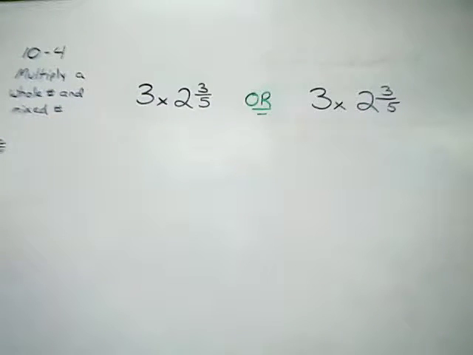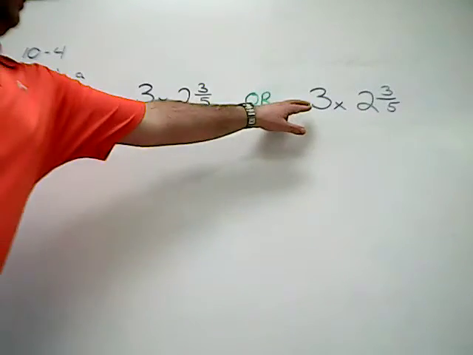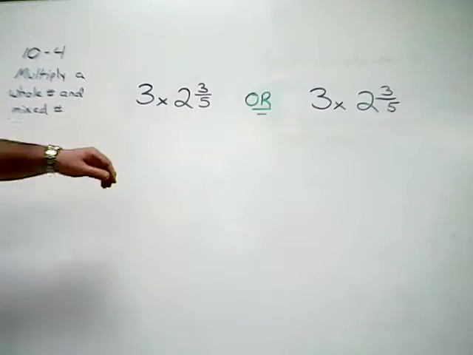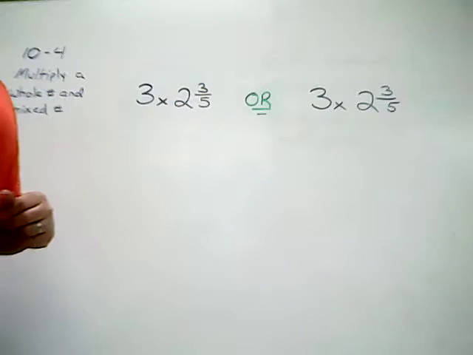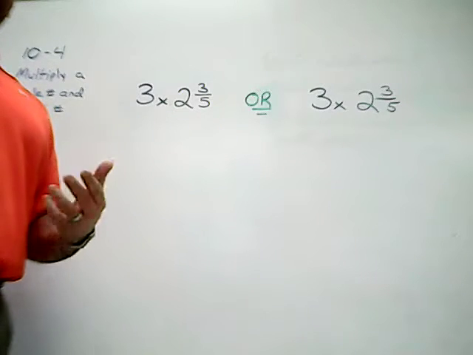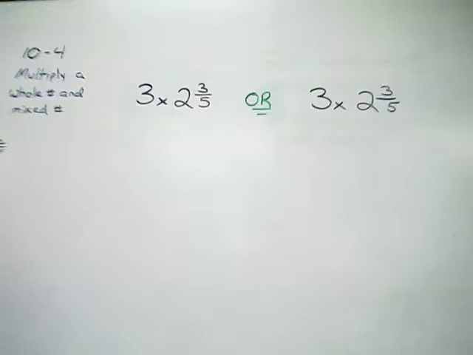So there's two different strategies that we talked about. I'm going to show you an example of each. You'll notice I have the same problem written twice: 3 times 2 and 3/5. I'm going to do each strategy to show you the way to do it with the same problem.